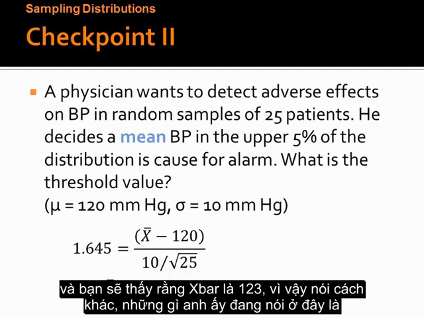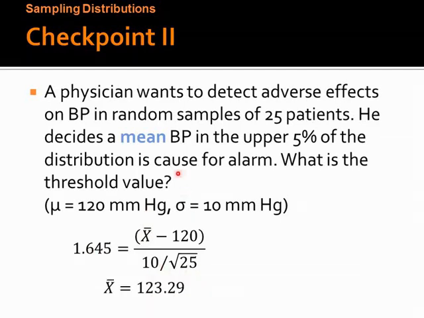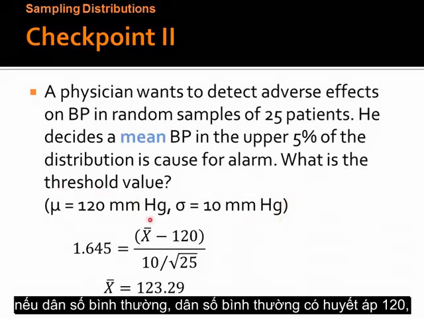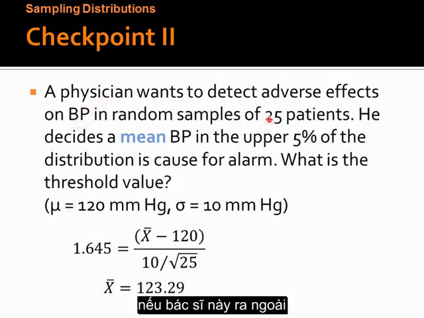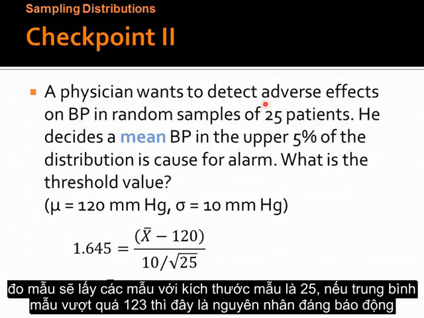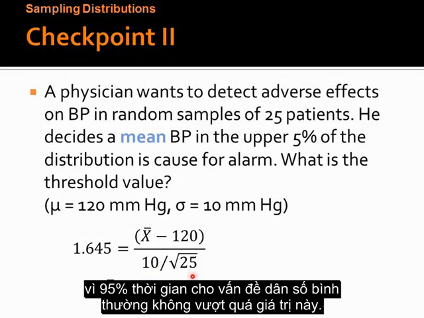So in other words, what he's saying here is that if the normal population has blood pressures of 120, standard deviation of 10, and this physician goes out and gets samples where the sample size is 25, if the sample mean exceeds 123, this is cause for alarm, because 95% of the time for a normal population it should not go above this value.